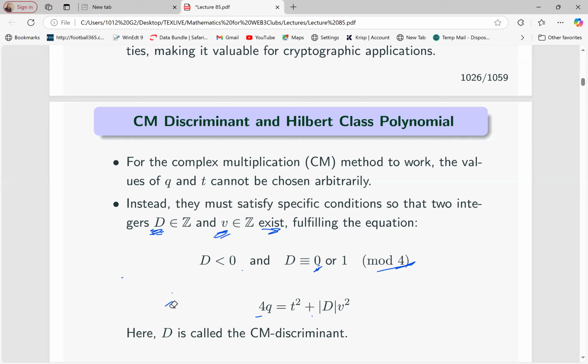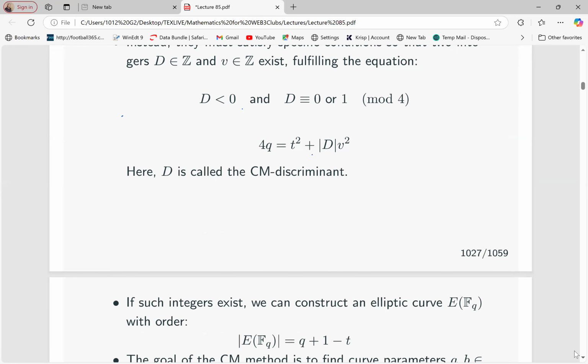But remember, once you've chosen your Q, you are not changing it. So the only thing we are changing would be T, maybe, or maybe the D. But once you've said, I want my field to be F5, you're not changing that. You're just changing the other parameters so that these conditions are met. And we'll see examples. Now, the D here is therefore called the CM discriminant, the complex multiplication discriminant.